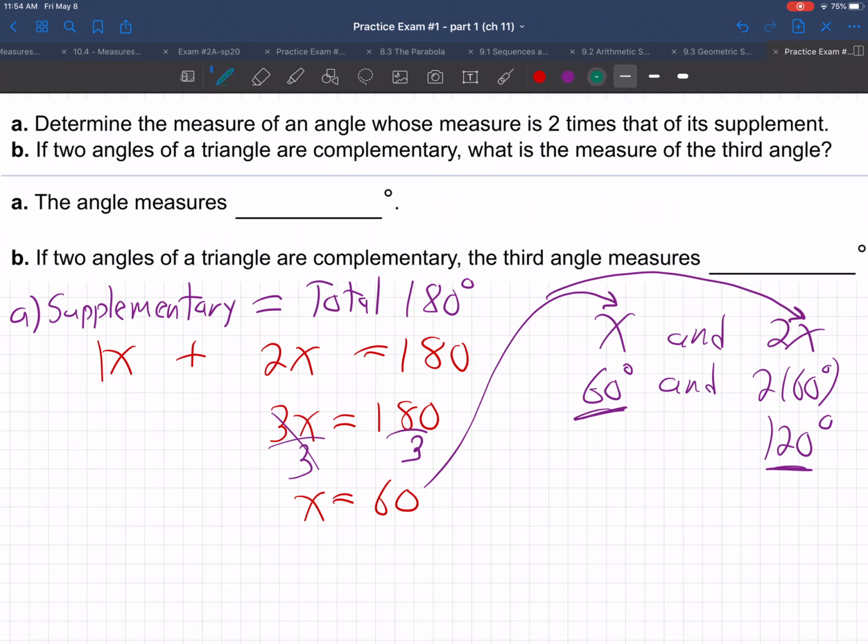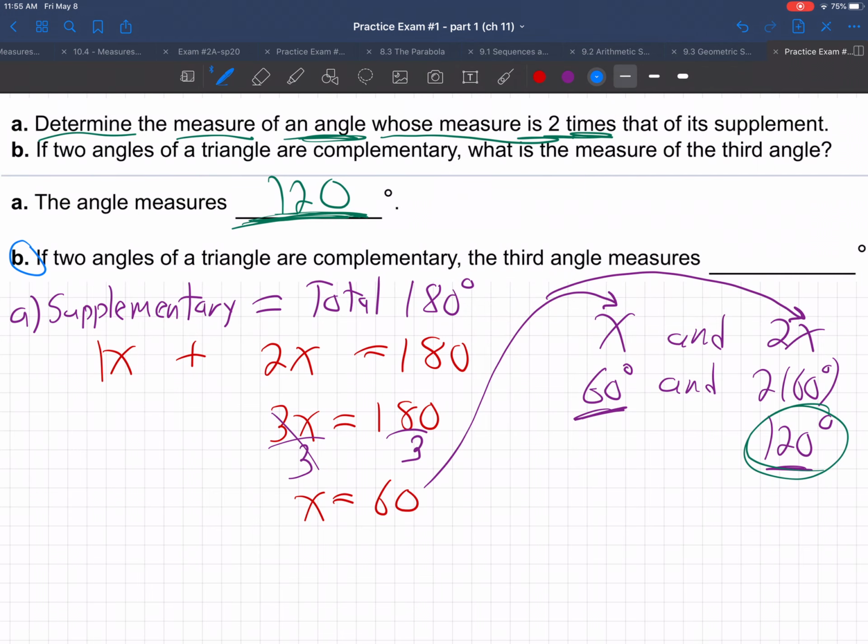Which one do they want for the answer? Because they're only asking for one answer here, one blank. Well, they say determine the measure of an angle. That's just one angle. Which one? Whose measure is 2 times? They want the one who's 2 times. They want the 120, don't they? 120. There we go. Let's go on to part B.